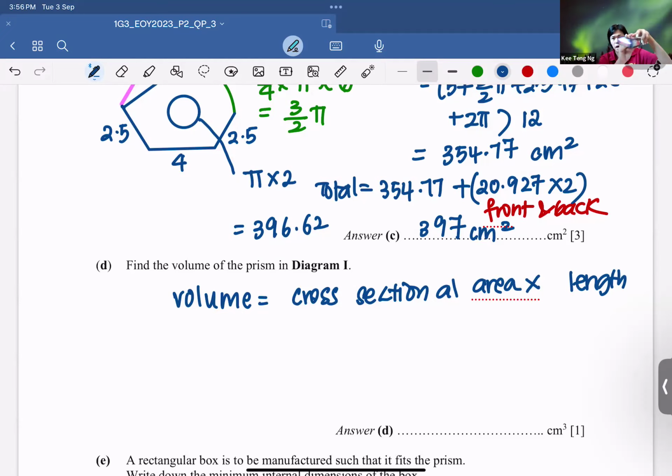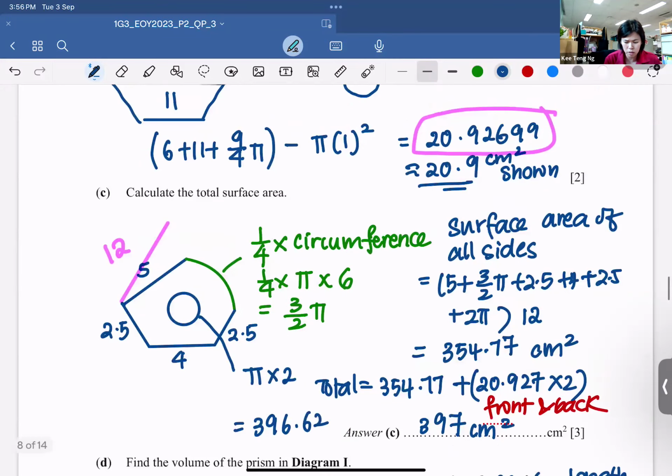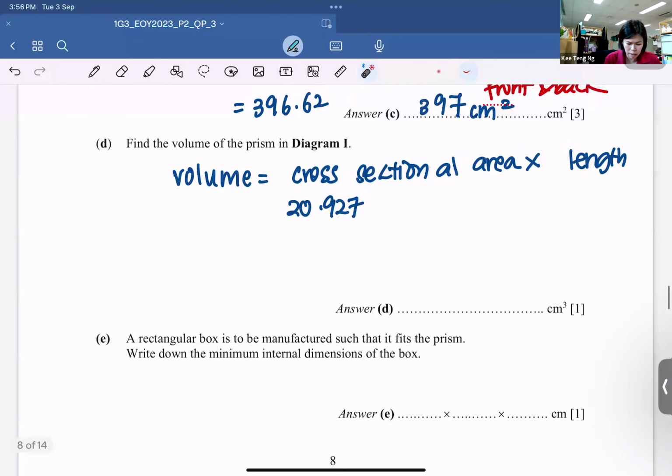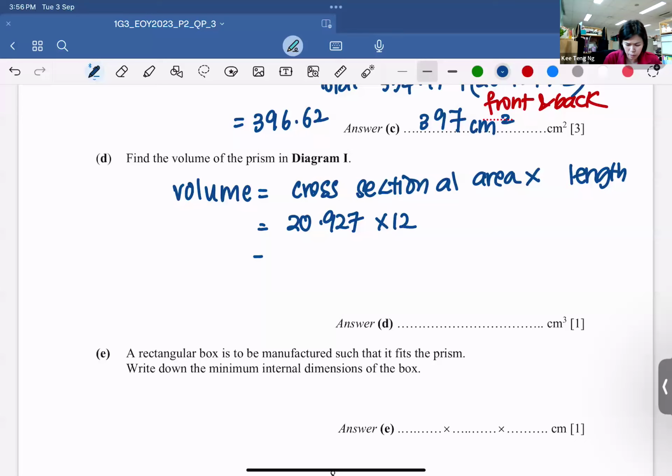So I give you, for example, this top one. How do I find the volume of this? I take the area of my trapezium over here, multiply with the whole length. That will give me the whole full volume. So I use my cross-sectional area 20.927, which we found earlier, multiply with the length, the whole thing, with a depth of 12 cm. And that will give me my answer.